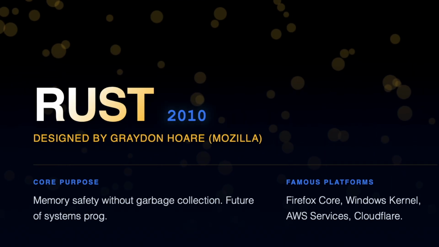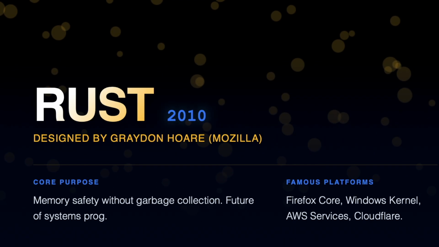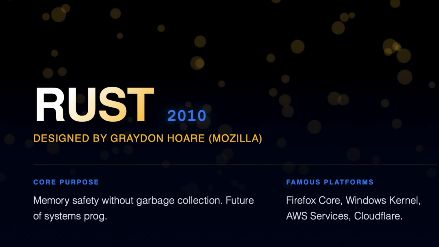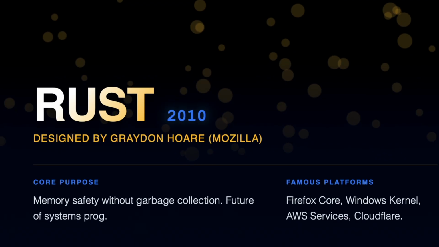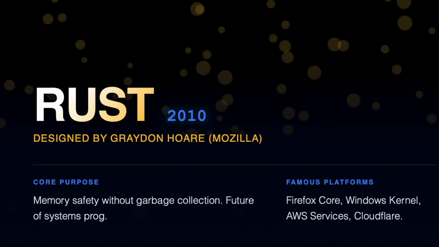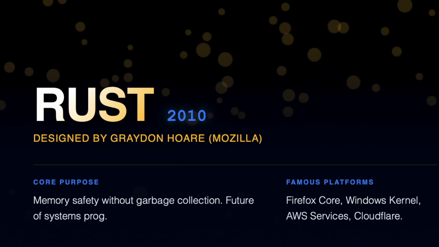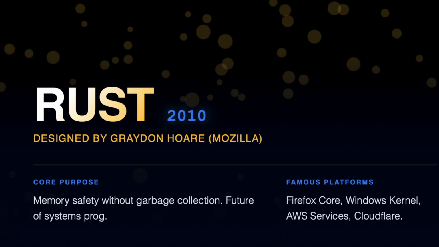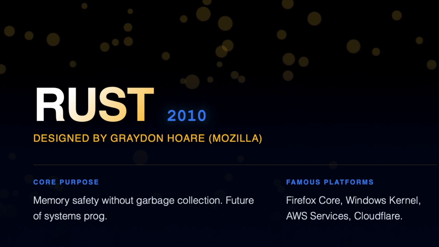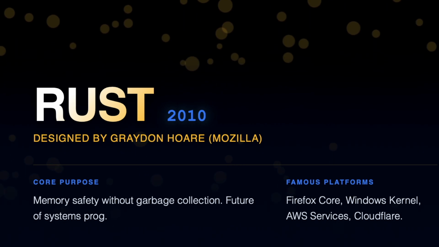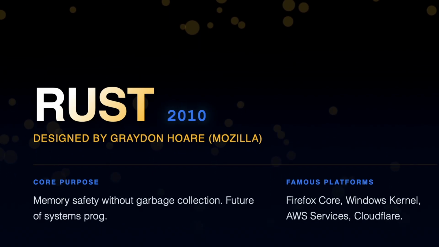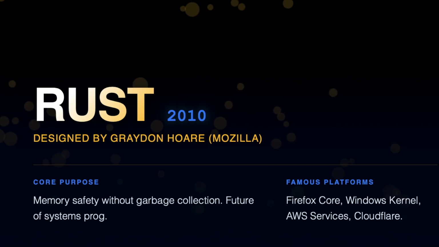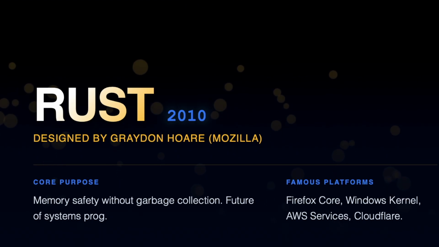Graydon Hoare at Mozilla created Rust to solve C++'s greatest weakness: memory safety bugs. Rust guarantees memory safety at compile time without requiring garbage collection overhead. Firefox's core rendering engine was rewritten in Rust, eliminating entire categories of security vulnerabilities. Microsoft and AWS are now rewriting critical infrastructure in Rust. It represents the future of systems programming: safe, fast, and fearless.